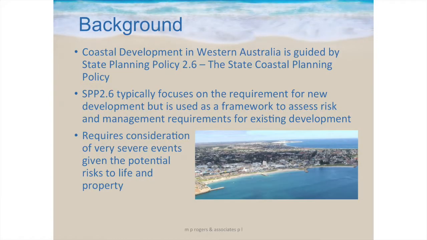So we've already been introduced to State Planning Policy 2.6, but I think the key thing to note out of it is that whilst it in some cases is typically used for guiding the development of new infrastructure on or near the coast, it's a very useful tool and has been developed to help basically quantify risk for existing development and outline what sort of risk management strategies may need to be introduced to combat the risks that are posed by these coastal hazards. So in saying that, it requires consideration of very severe events. We obviously don't design things for events that happen all the time because then more than likely things will fail.